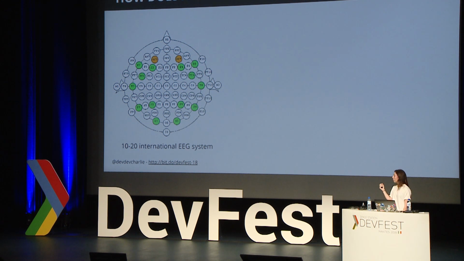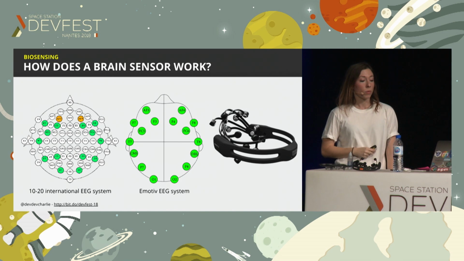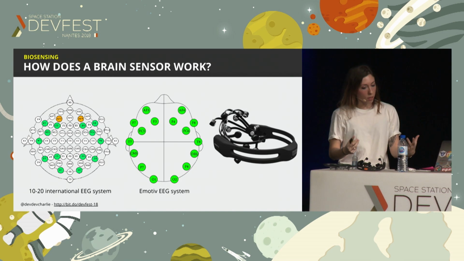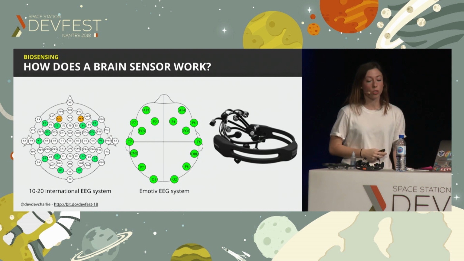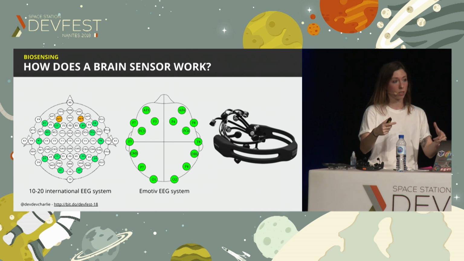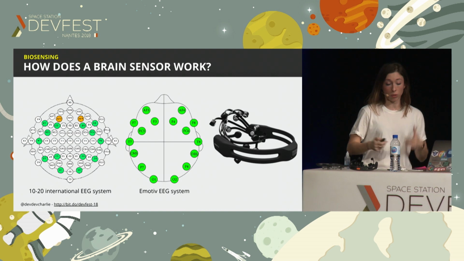I don't know if you see properly, but each node has letters and numbers. For example, FP1 and FP2 are the ones that are supposed to be above the eyes to track the state of the eyes. And the ones in green and orange are actually the ones that the Emotiv Epoc has. So it shows you a little bit that they tried to cover different parts of the head, but of course you have 14 sensors, not hundreds, so it doesn't track as well, but they still try to cover different parts of the brain.